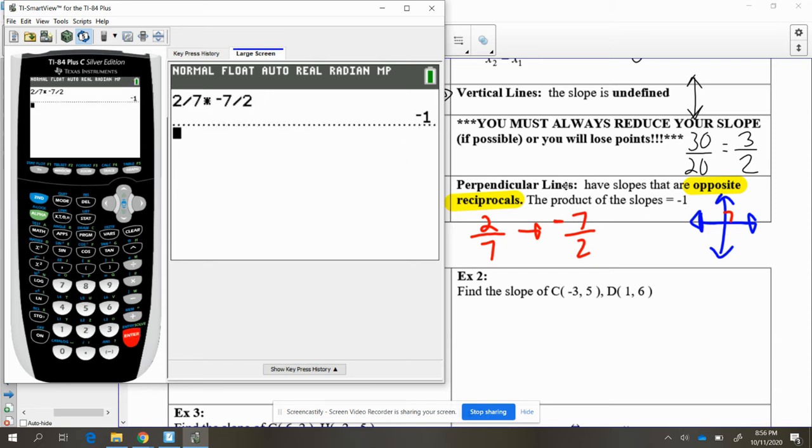So we can always double check if they're opposite reciprocals using our calculator. Let's say I just had 2 sevenths and maybe we had the positive 7/2. We wouldn't get the right answer here, so we know that they're not opposite reciprocals. We'll have to get -1.